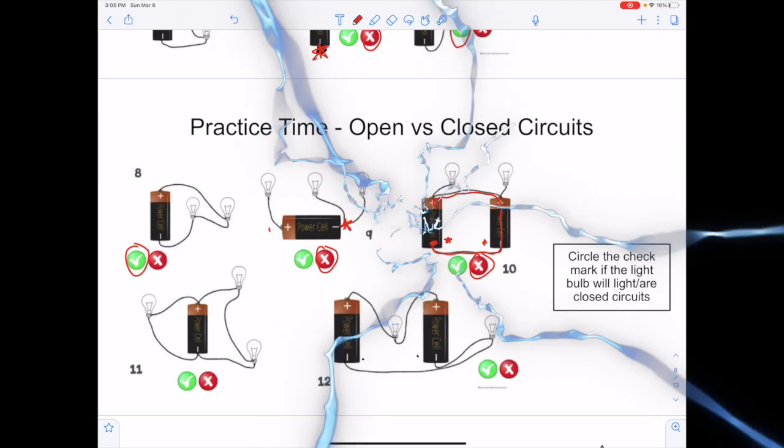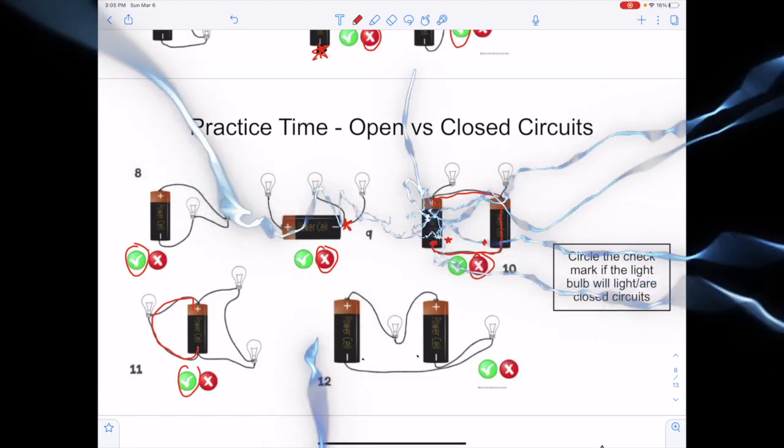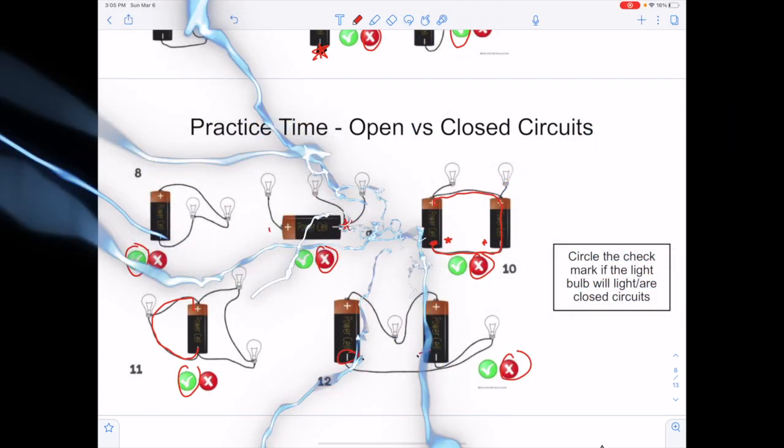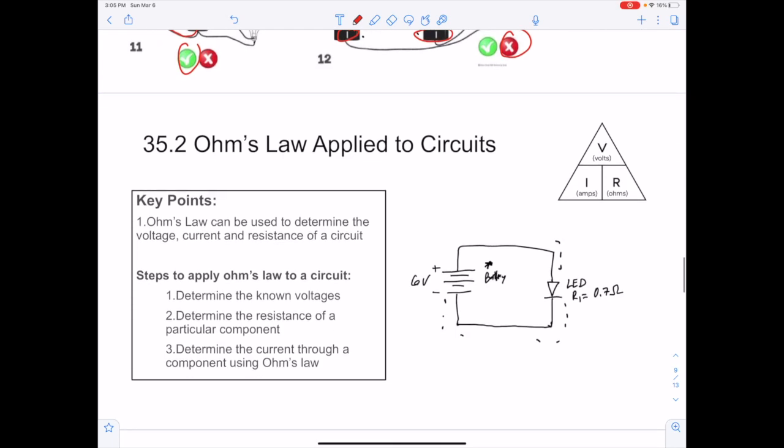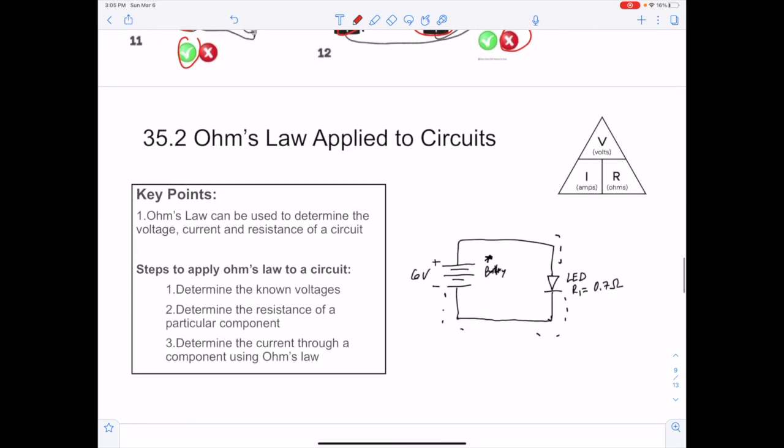All right, right here. Yep. Over here, no, same problem. High concentration, provided our batteries are actually the same. There's no reason for electrons to move. They would not have any room to spread out. Okay, not too bad. What if we were to apply Ohm's law to our circuits?